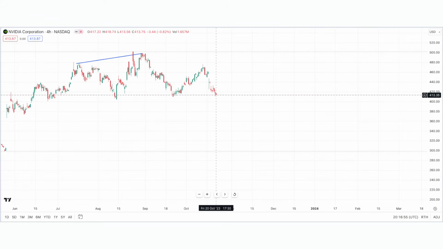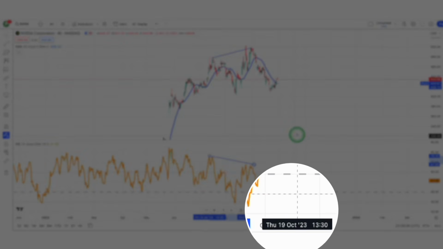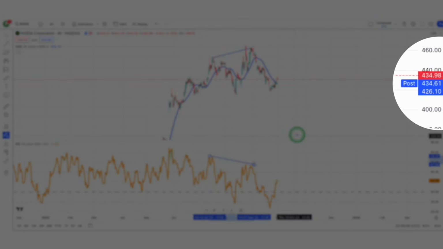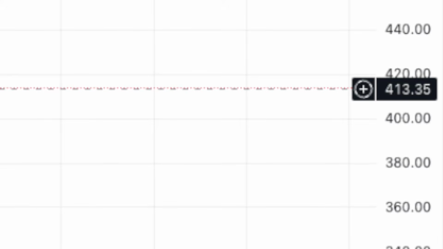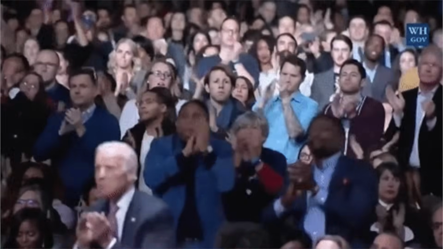And just as an update, when we filmed this around October the 20th, Nvidia was trading around $434. Today it is $413. The downtrend did take pursuit.